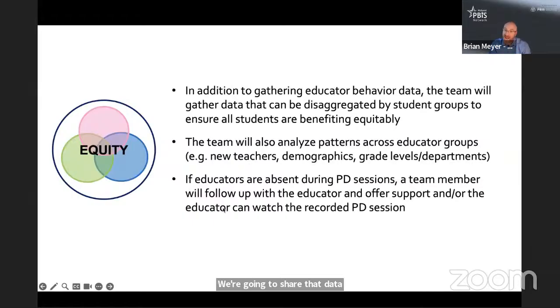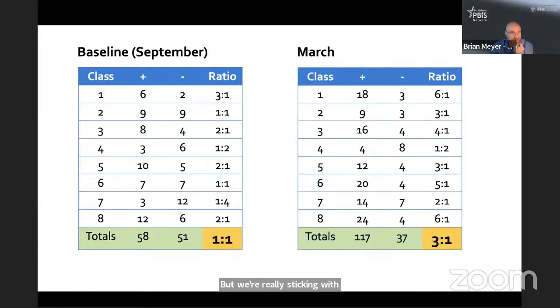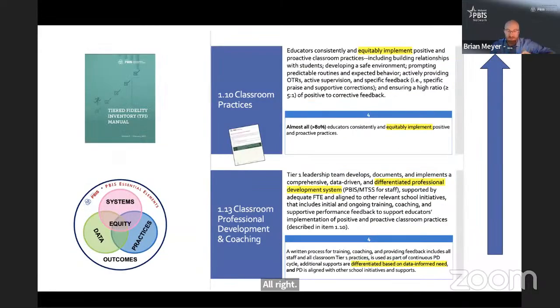And we're going to look at how our students are impacted across groups in terms of the praise to corrective ratios that they get. So we have a little data, different classrooms, positive corrective ratios overall, where are we at, et cetera. So it's just an example of how you can take the data sheets in the TFI, dig in, but we're really sticking with the same overall PBAS process. Outcomes, data, systems, practices, and equity. All right, so that's classroom.